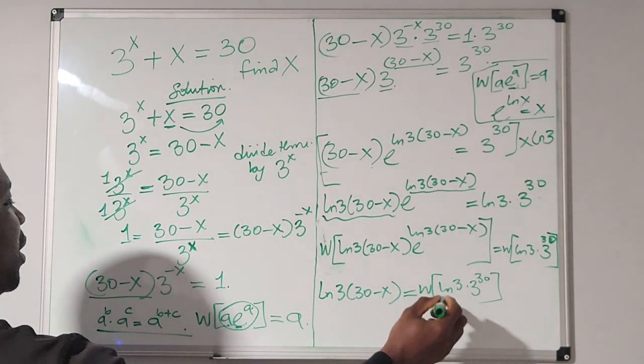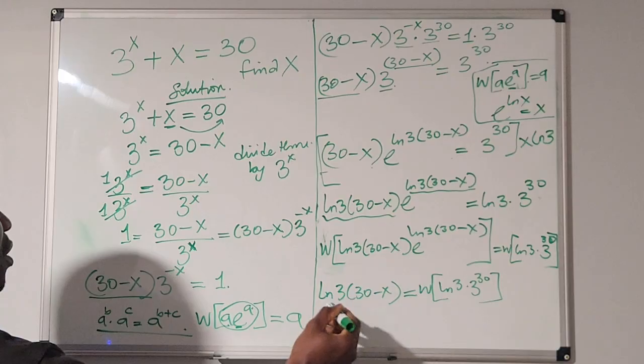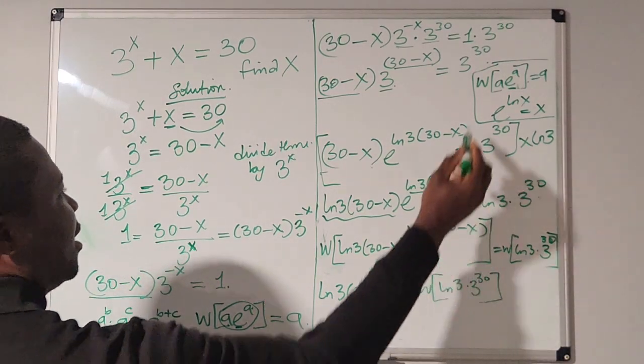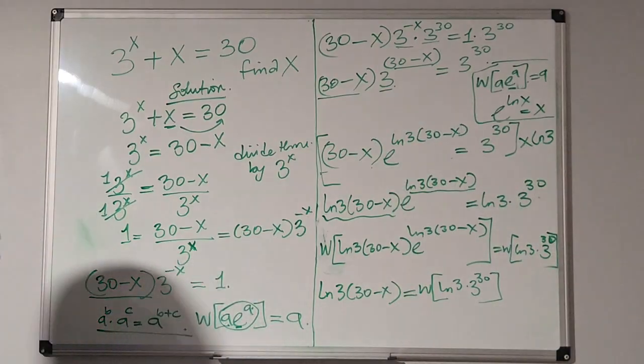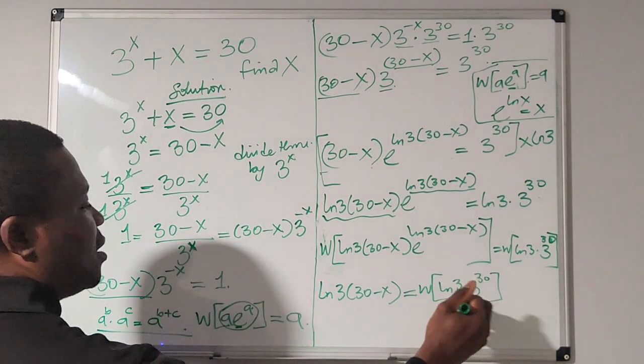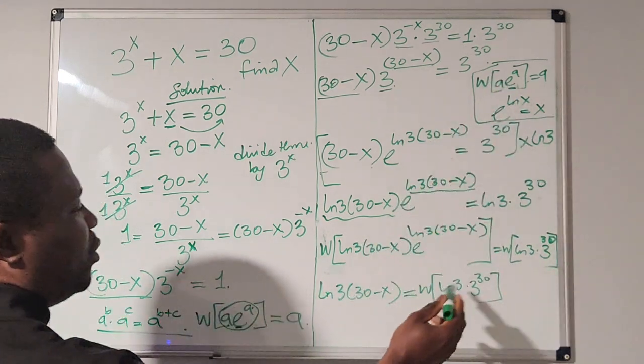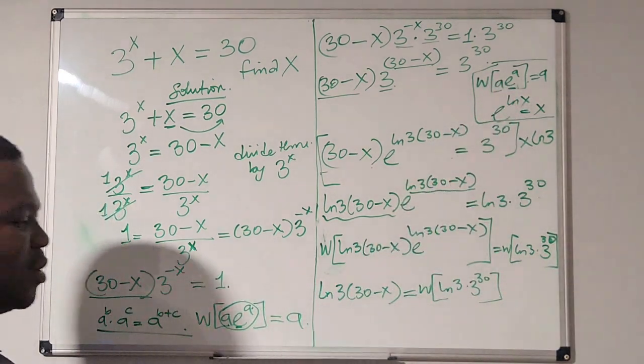Now, there's no way we can just rewrite this into this format, because what we have in here does not look like what we have there. So let's try to rewrite this in that format so we can apply the Lambert rule and then solve it this way as well. Okay?